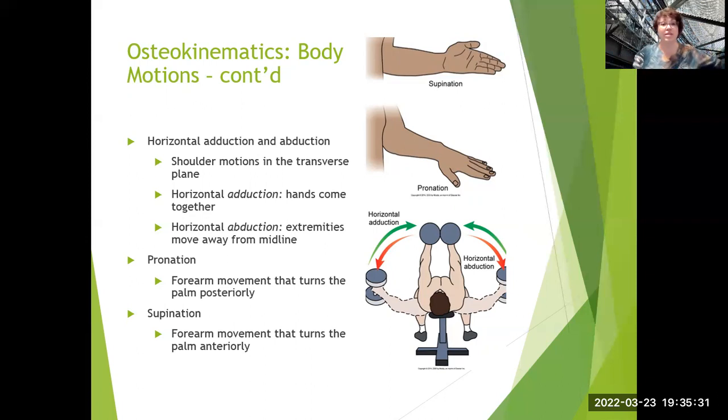So horizontal adduction, the hands come together. Horizontal abduction, the hands move away from the midline. So only the shoulder does horizontal abduction and adduction, and it's in that particular plane.